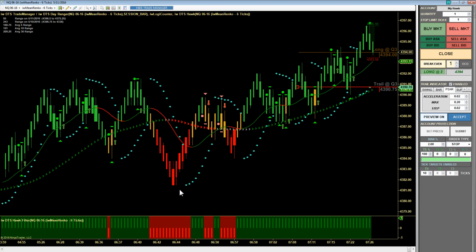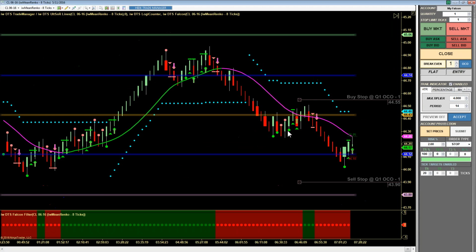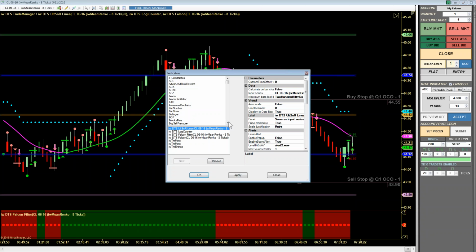What a choppy looking range. Okay, so I'm going to leave that one alone. We'll just let that one do its thing. And we'll concentrate here on the crude oil market. Look at how steady they are. Let me put a Geiger counter on here so you can see the order flow.